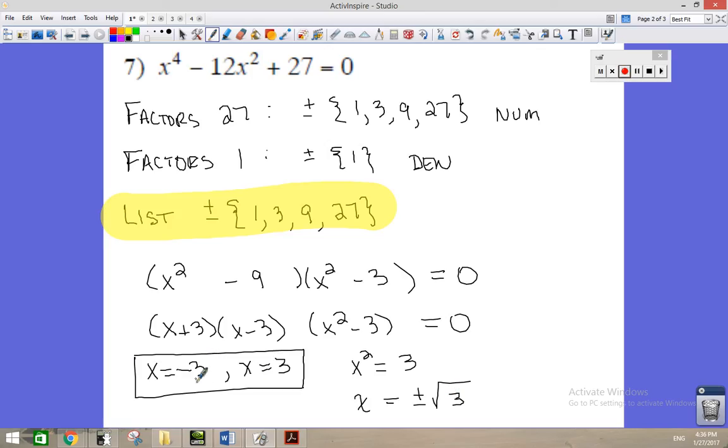Well, look at 3 and negative 3. That's in my list. There it is. I knew that if there were rational numbers, they were going to appear in this list. So anyway, there's an alternative way to get the answers for number 7 that I think is a little bit easier because I recognized that I could factor it. So I hope that helps.